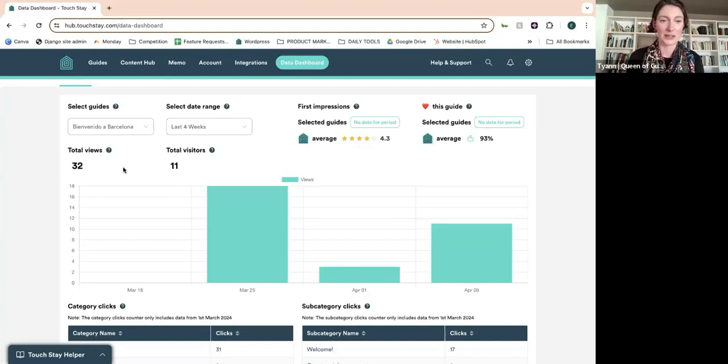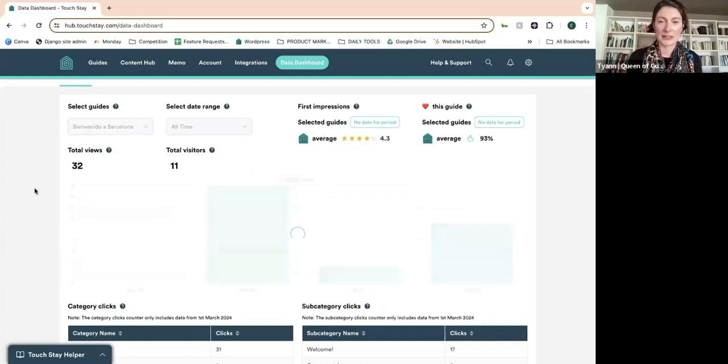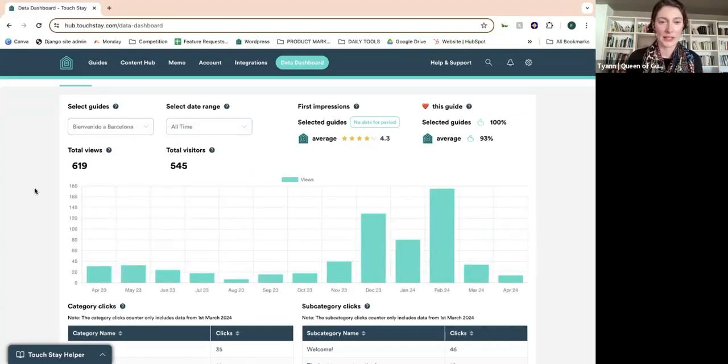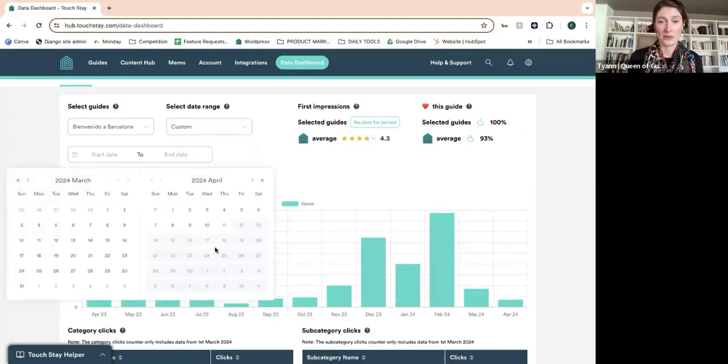So that's kind of the difference between the total views and the total unique visitors that shows here. So the next thing I'm going to do is change the date range. I'm going to change this to all time, because I've had my account for about a year now. So we'll be able to see over the last 12 months what that looks like. But you can choose from 7 days, 4 weeks, whatever. And there's also this really nice custom range as well.